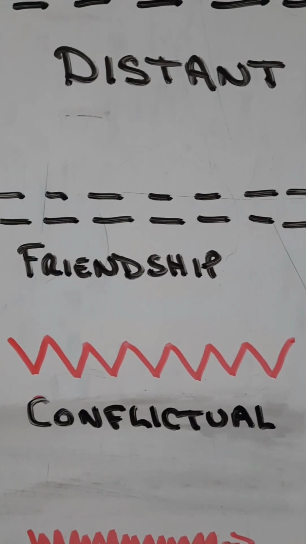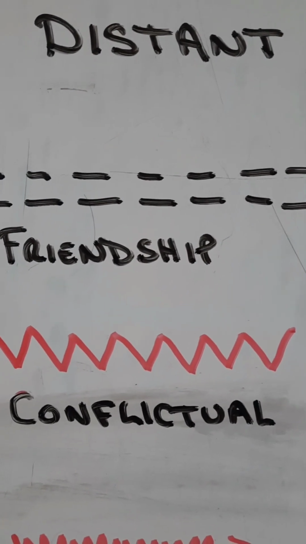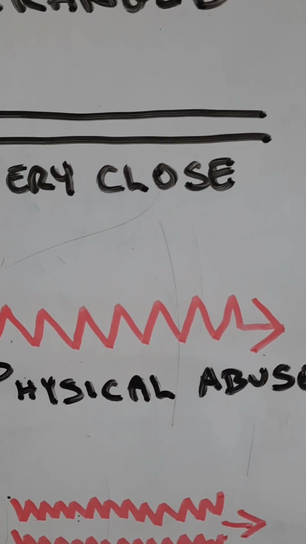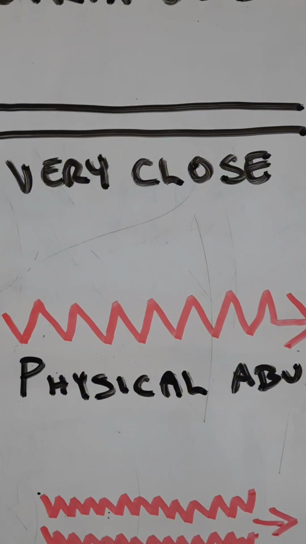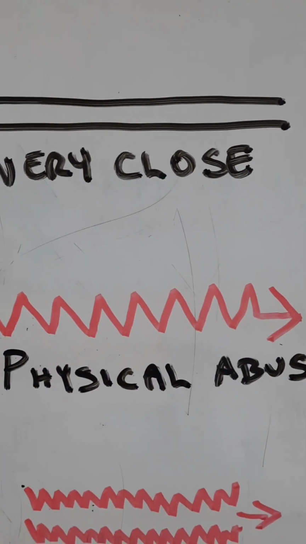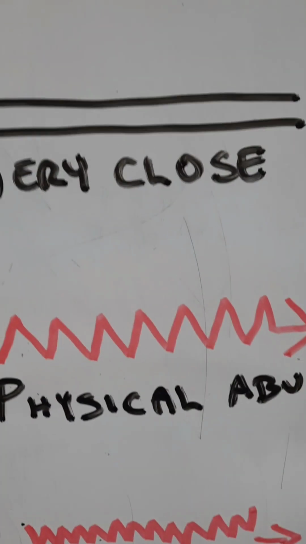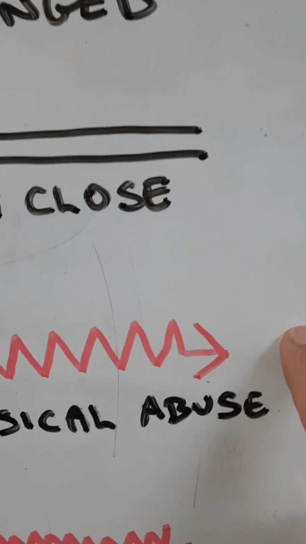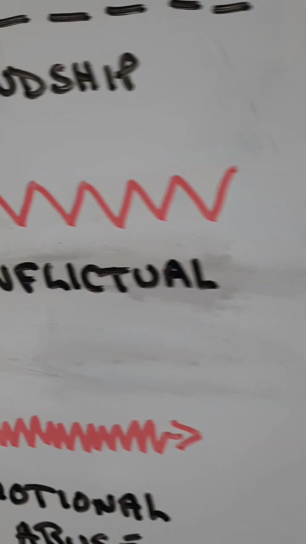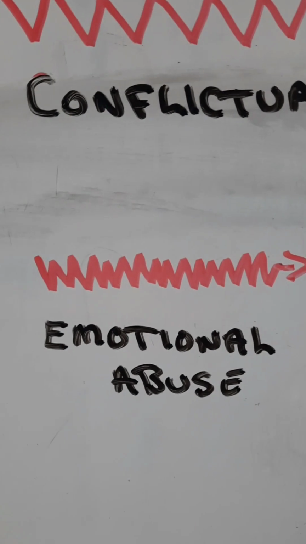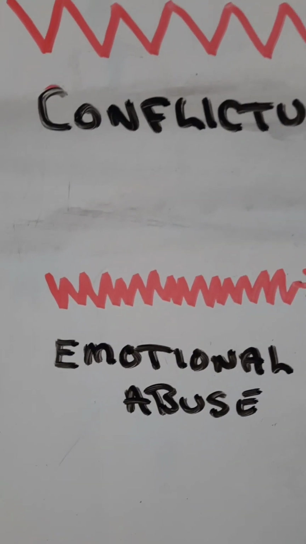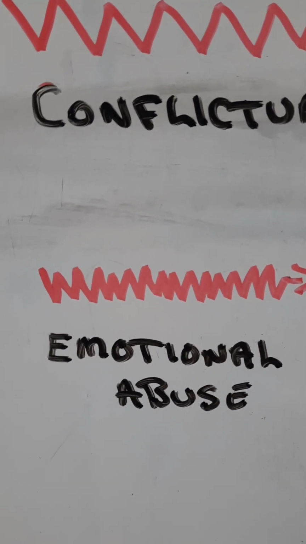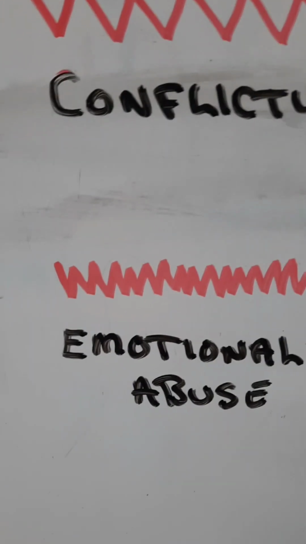The little squiggly lines are going to be for a conflictual relationship. Physical abuse is signified like this. The same lines you saw for conflict, but with an arrow always pointing to the victim. Emotional abuse looks a lot like physical abuse, except the wave is much closer. And again, always pointing to the victim.